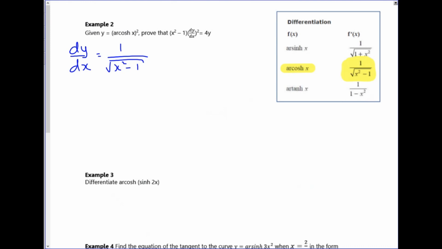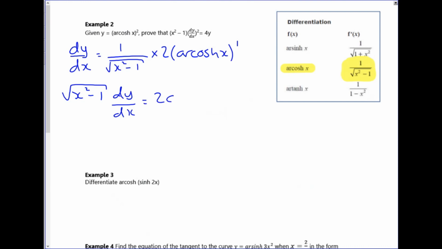Let's differentiate the inside, and then differentiate the outside function. That's just a bracket squared, so I'm just timesing by the power and minus 1 from the power. Power 1, I just leave it off. And the thing inside the bracket stays the same, so it's 2 arcosh x. Look at what we're trying to prove up here. So there's a x squared minus 1 on the left-hand side. So I'm going to times up by this root x squared minus 1. Dy by dx equals 2 arcosh x. Don't need the bracket anymore, it's just got 1.